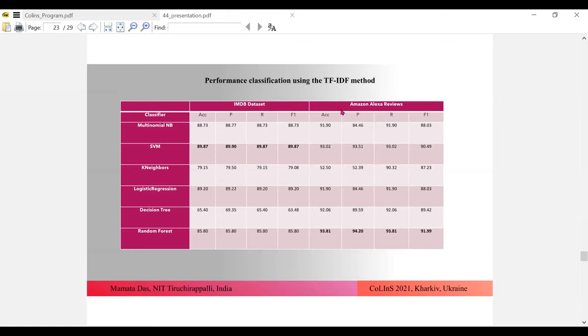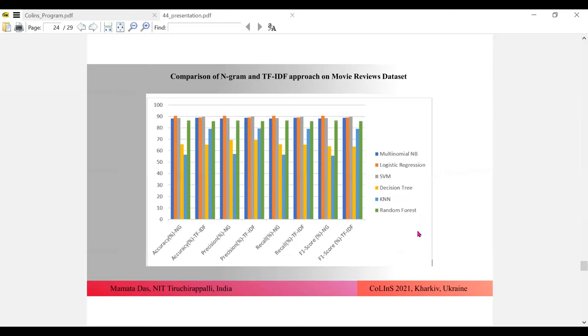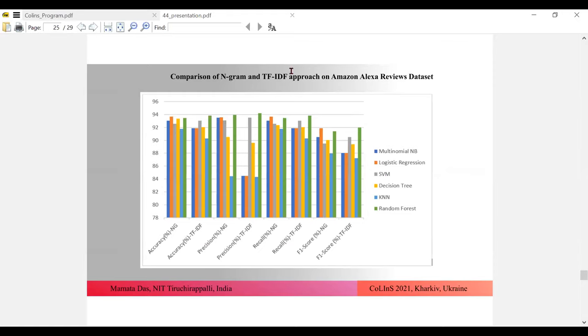In this table, we can see the TF-IDF feature extraction method, and here SVM got the maximum result for all of the metrics, and random forest got the maximum result in case of Amazon Alexa reviews. And so these figures show the comparison of the n-gram and TF-IDF approaches in case of the movie review data set, and this is for the Amazon Alexa review data set.